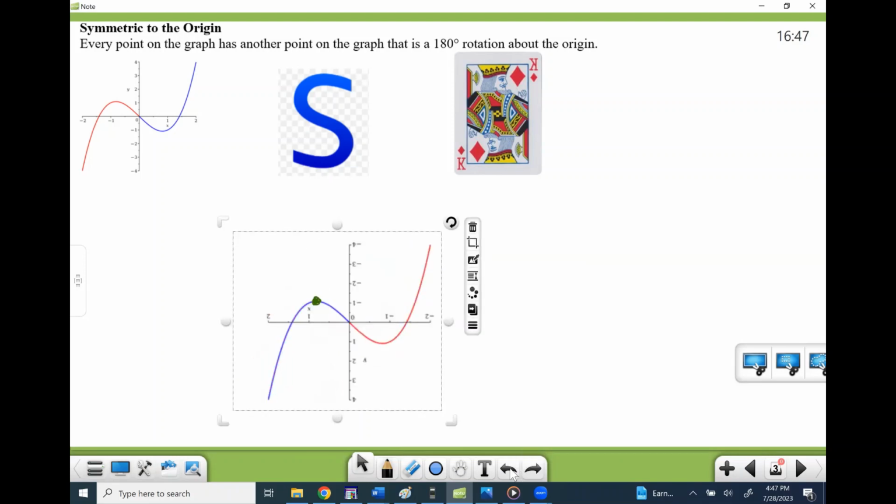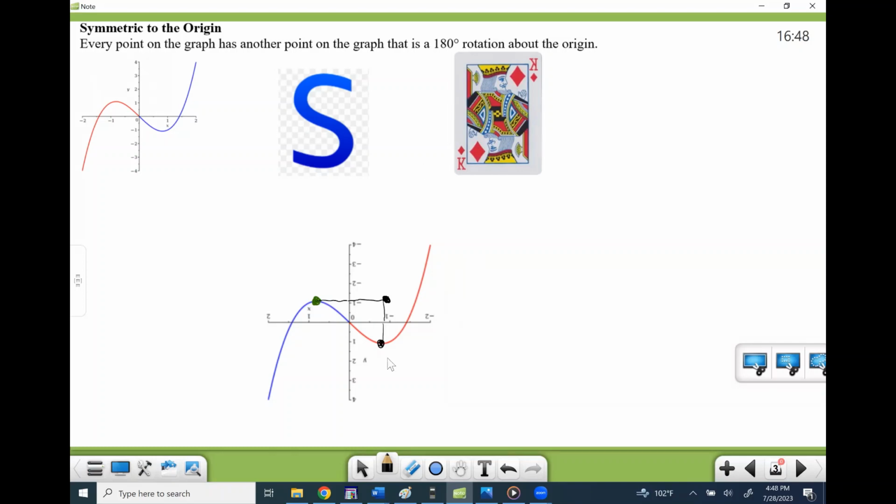There's another trick for determining symmetry to the origin. If you were to take any point and do two reflections to it, if you were to reflect it across the y, and it doesn't matter the order by the way, it would go here. And then if you were to reflect it across the x, it would go here. So rotating 180 degrees is the same as reflecting across both the x and the y. Those two transformations together are equivalent to the one transformation of a 180-degree rotation.